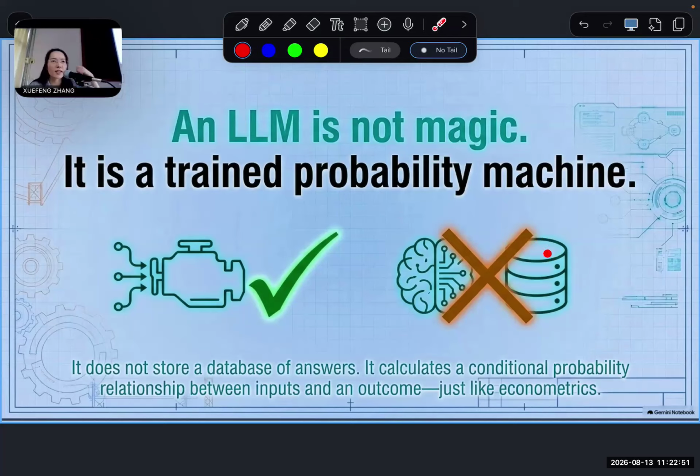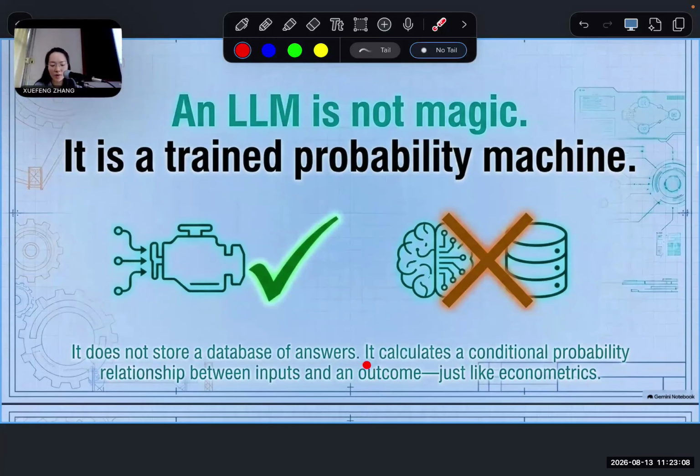It doesn't think. The AI that you use right now, it doesn't think, okay? And it doesn't store a lookup table of facts. So what is it actually computing? Basically, it calculates a conditional probability relationship between inputs and an outcome, just like econometrics.